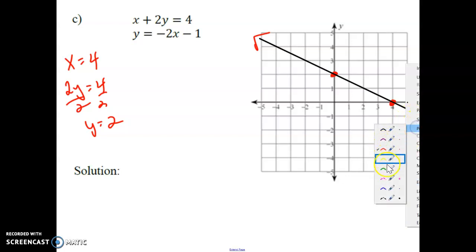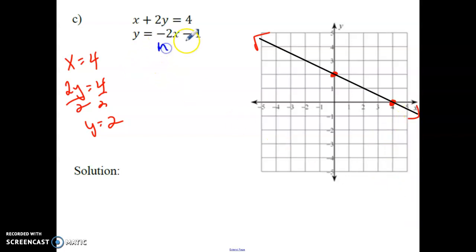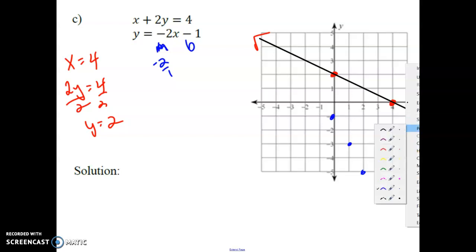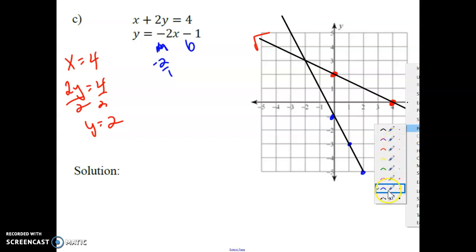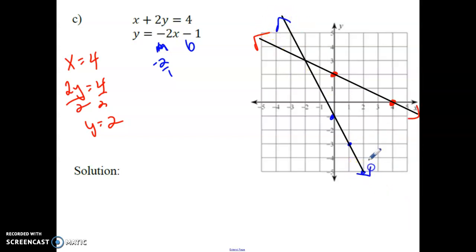Okay, so the second one, the y is alone, so I'm going to find my m and my b. So my m is negative 2 over 1. It's not a fraction. I'm going to start at negative 1 and then go down 2, right 1, down 2, right 1. And then draw a nice straight line. Okay, and again, we're looking for the point where these cross. So I have negative 2, 3 as the point where they cross. So negative 2, 3 is my solution.